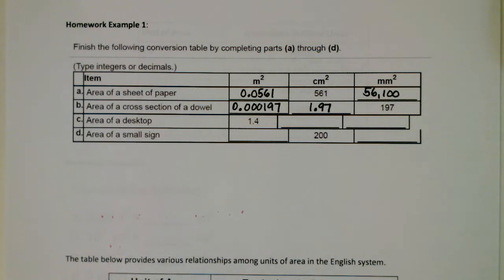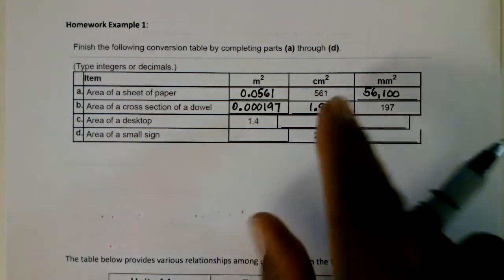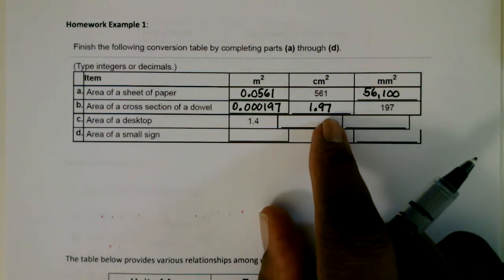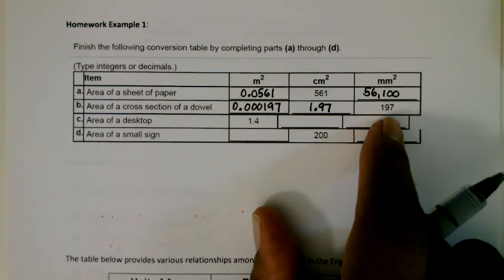Now part C is the area of a desktop. Well, it's 1.4 square meters. I want to convert that to square centimeters and also square millimeters.